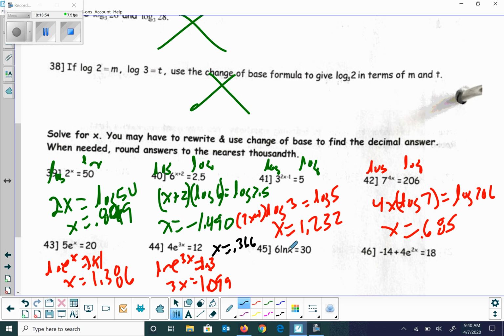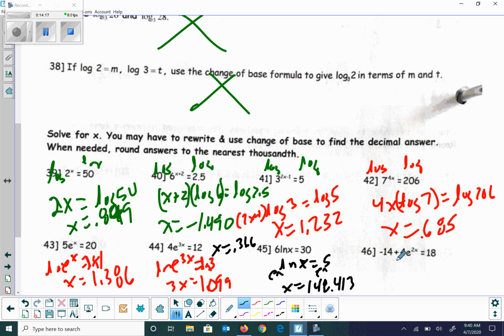This one I'm going to divide each side by 6 first, so I get natural log of x equals 5. e to both sides, e raised to the. So x equals e to the 5th, whatever that comes out to. So it's 148.413.